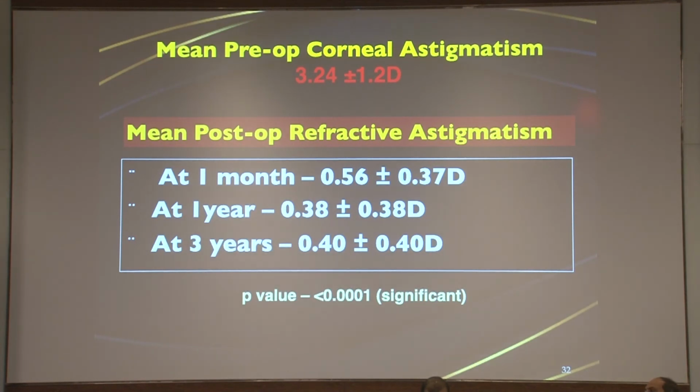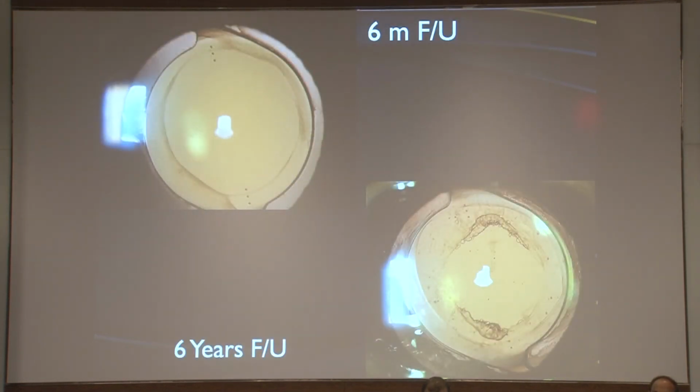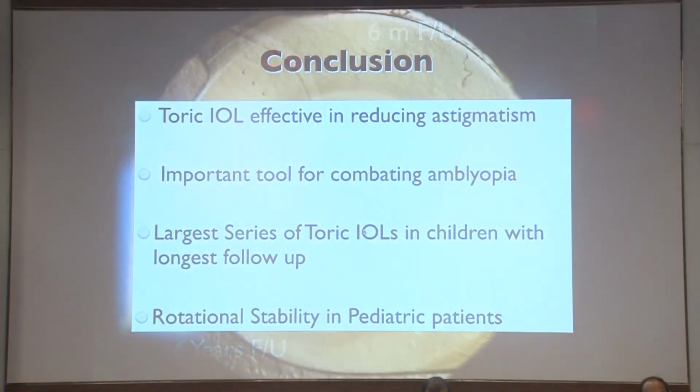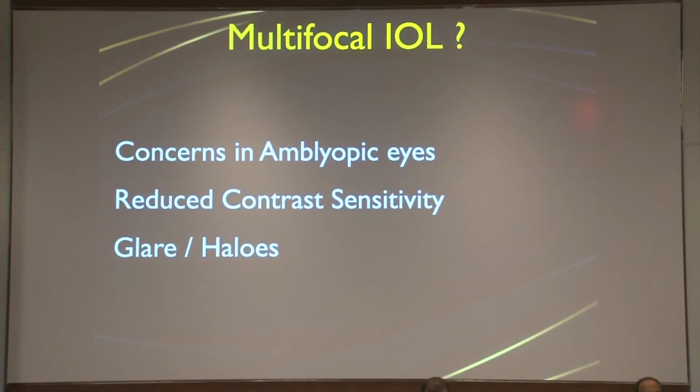And we found significant reduction in their refractive astigmatism, because remember, astigmatism is one of the leading causes of amblyopia, and you can do a toric IOL even with a PCCC being done inside the eye. The IOLs remain stable. So we have found it to be an important tool for combating amblyopia in older children, and so far it's been the largest series of children with toric IOLs.